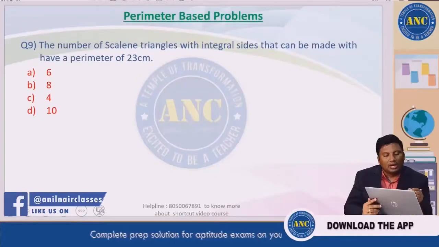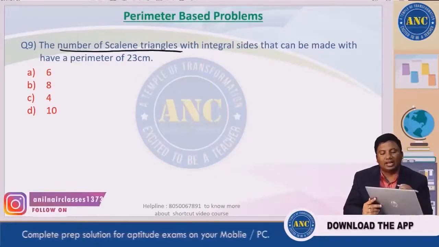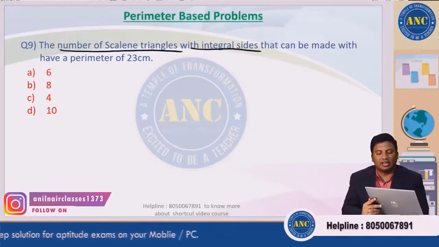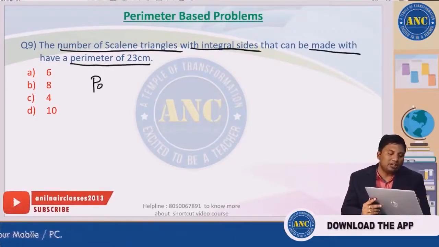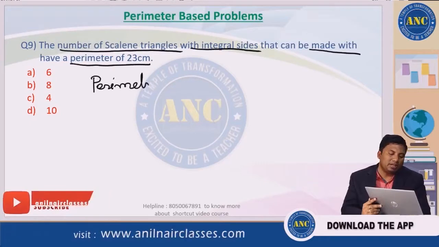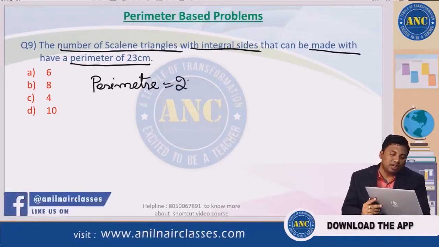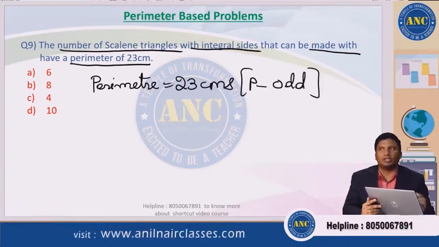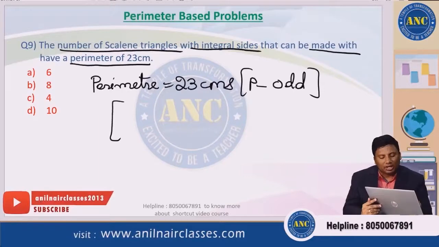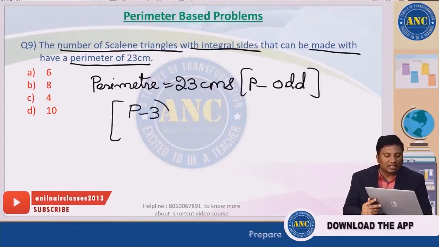Question number 9. Number of scalene triangles with integral sides that can be made with a perimeter of 23 centimeters. The perimeter is given as 23 centimeters. The perimeter is an odd number. If it is an odd number, how many scalene triangles will I get?